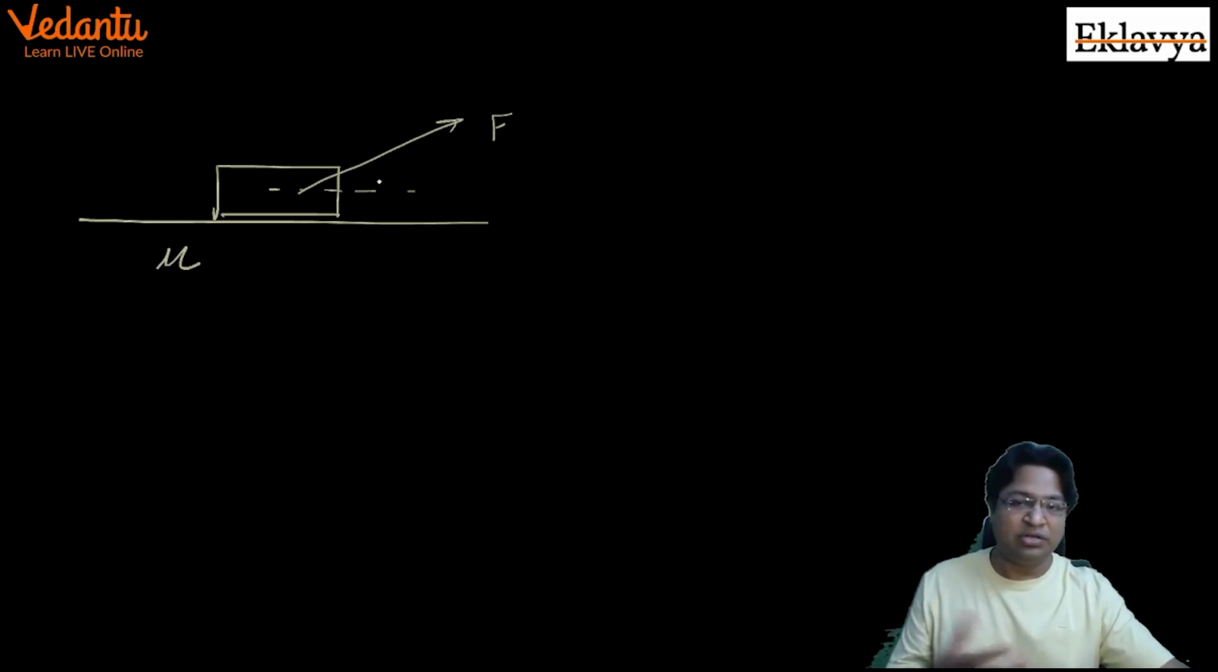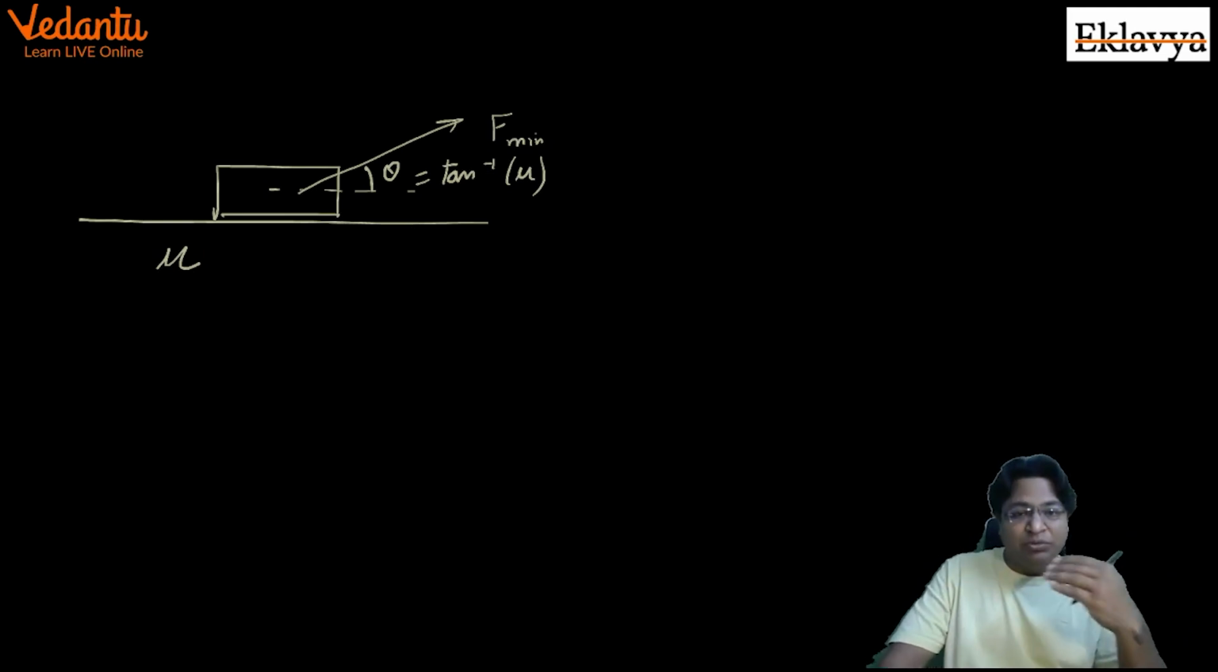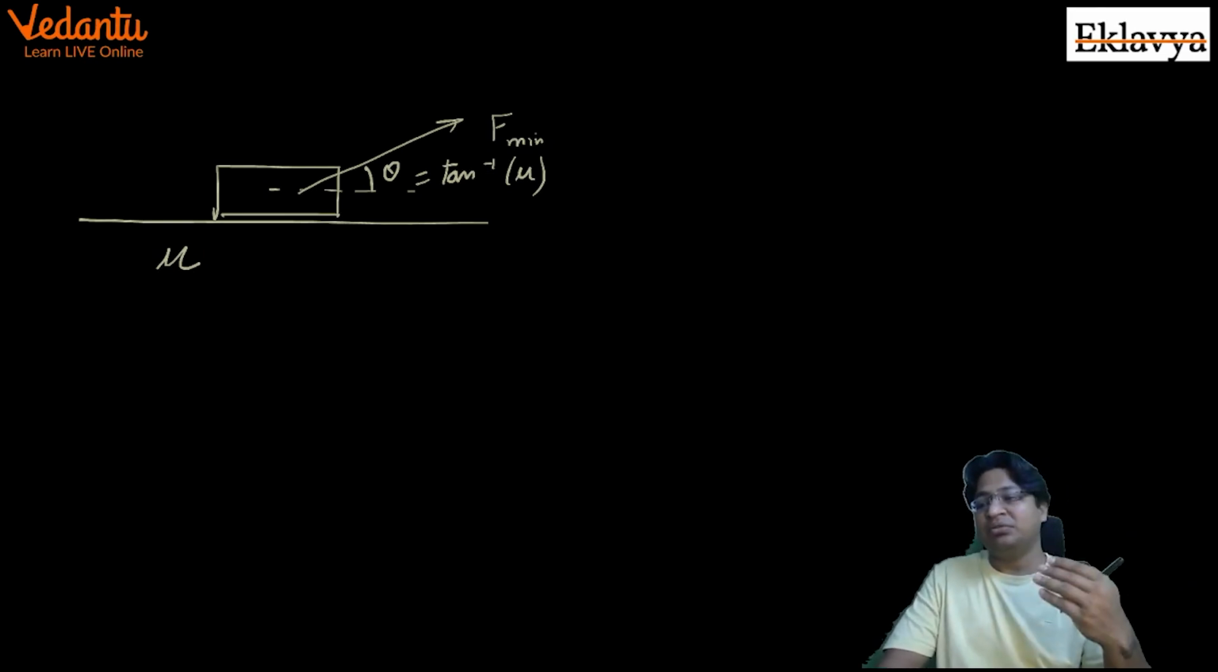The magnitude of the acceleration doesn't matter, we just want to shift the block. Then applying the force at an angle of tan inverse mu results in the minimum effort. In this case, the force that is needed is the minimum. If you apply force at any other angle and try to move the block, then you will have to apply a force which is greater than this particular value. So that is one thing.